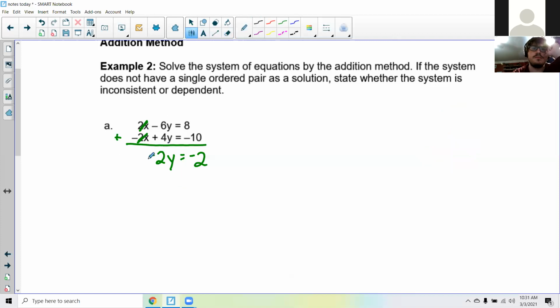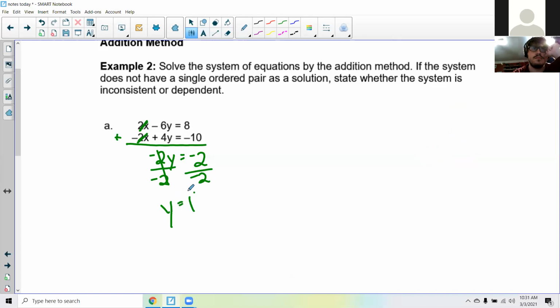So I just have to solve this now because there's only one variable left. Divide by -2. And I get y equals +1. Now, again, you're not done. You want to keep going until you have the entire coordinate, the x and the y value.